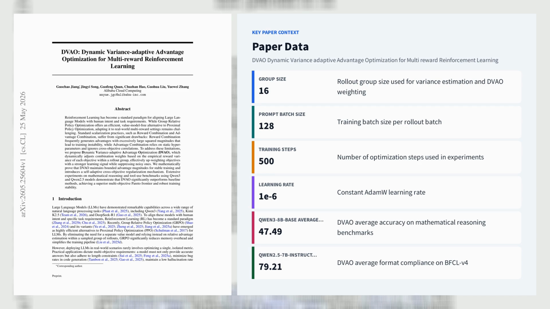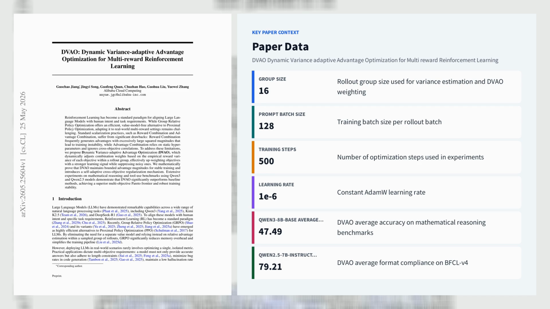DVAO, or Dynamic Variance Adaptive Advantage Optimization, is an Alibaba Cloud proposal for multi-reward reinforcement learning in large language model alignment that targets the failure modes of standard GRPO scalarization. The paper argues that reward combination can inflate squared advantage magnitudes and destabilize policy gradients, while advantage combination with static weights ignores cross-objective correlations. DVAO replaces fixed weights with variance adaptive weights proportional to each reward's empirical rollout group standard deviation, so high variance objectives receive more learning signal and noisy low variance objectives are suppressed.